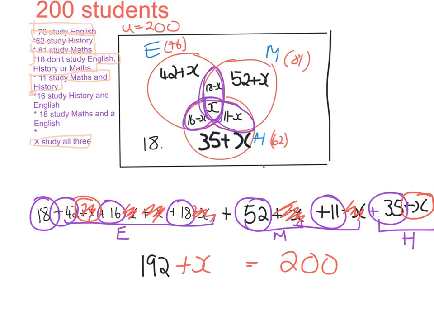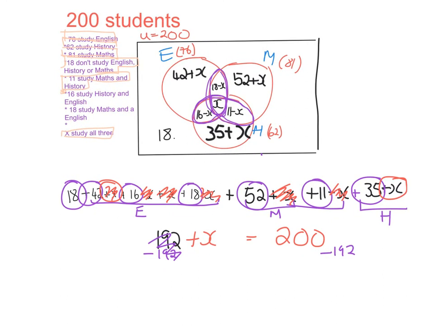Okay, all right. So now it's going to become very simple what to do. I'm going to have my x's on one side, my numbers on the other. What's on the wrong side here? Well, obviously you're plus 192, so you need a minus 192 and a minus 192, and they cancel. And so you're left with x is equal to 200 minus 192, x is equal to 8.